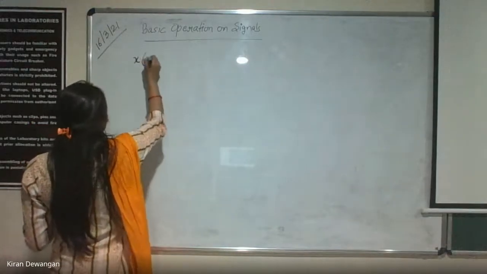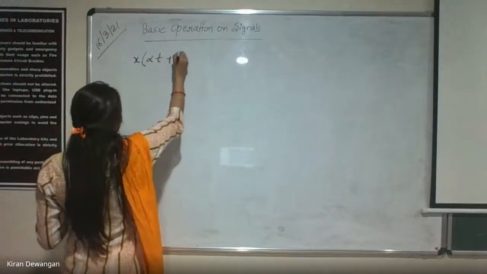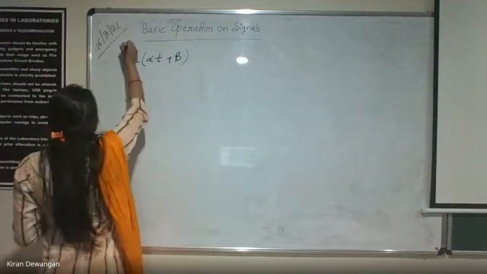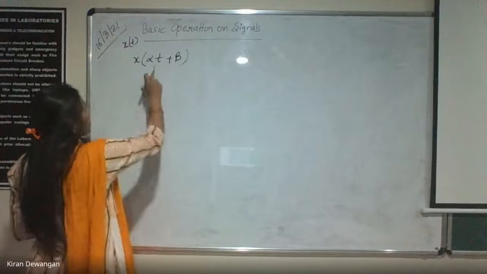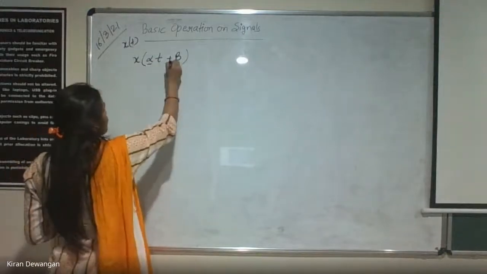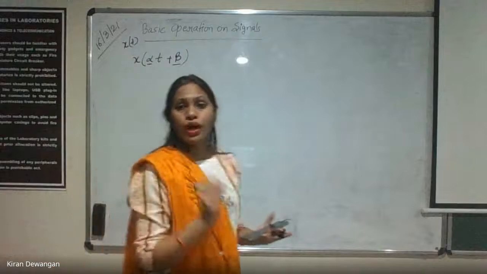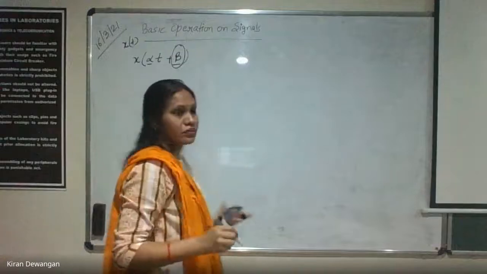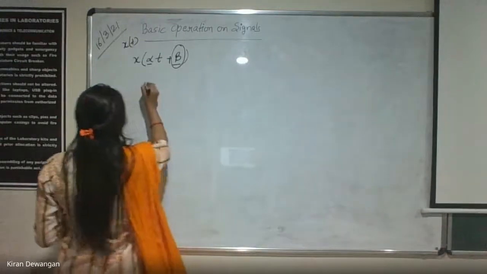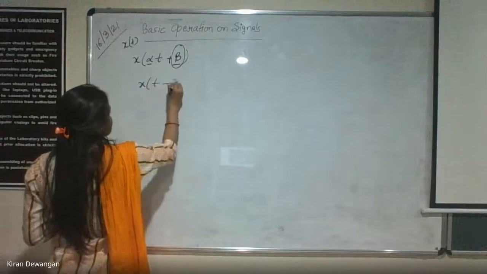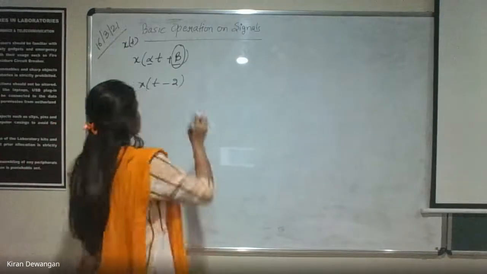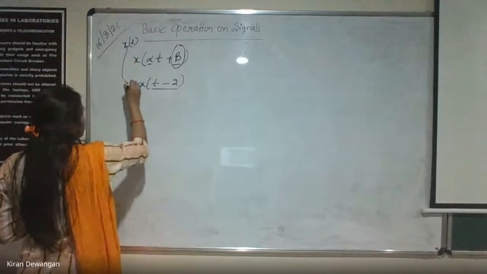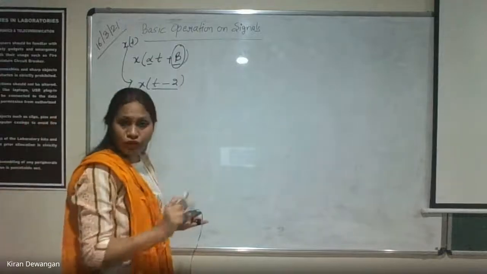Now let us take alpha t plus beta. This is the operation that we have to perform on a signal x of t. Here we have a value alpha and a value beta. When we are performing time shifting, the value of beta matters. Now if it is x of t minus 2, then in the given x of t we have to perform x of t minus 2.